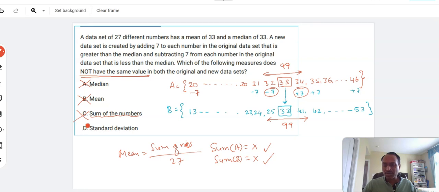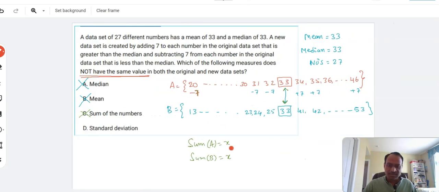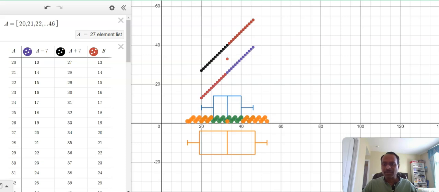So the only answer choice which is different is the standard deviation. Let us check how the standard deviation is different. We eliminated three answers and we are left with the standard deviation, which should be the right answer. We also mentioned that the sum of A and B will be the same, x. How is the standard deviation different? Let us see this with an example. Now I'm switching to Desmos.